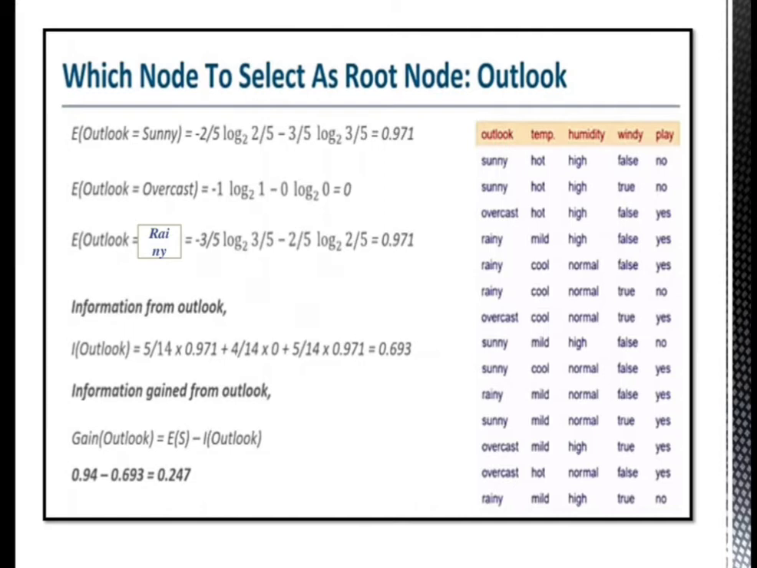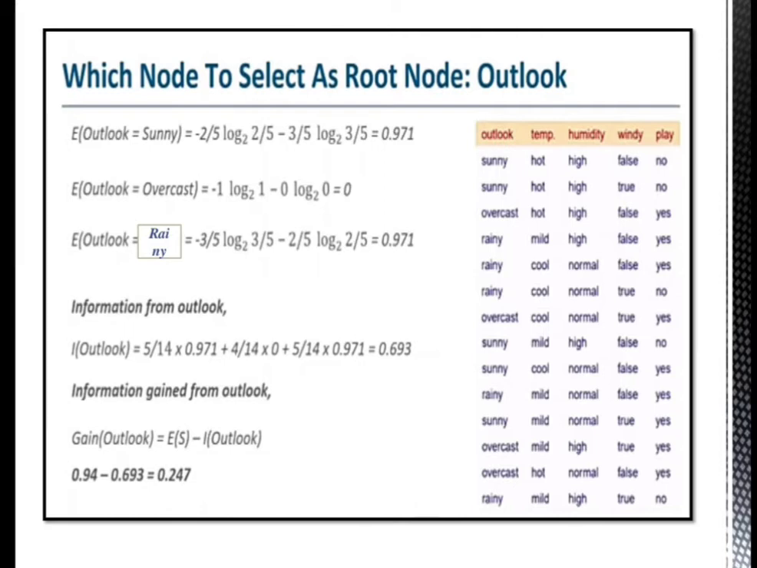Information from the outlook, that is for each value we will take the weighted average. For sunny, how many instances we have? 5 out of 14. So 5 by 14 into the entropy of that value, 0.971, plus for overcast we have 4 instances, so 4 by 14 into the entropy of the value, 0, plus for rainy 5 by 14 into 0.97. So our information from outlook is 0.693.